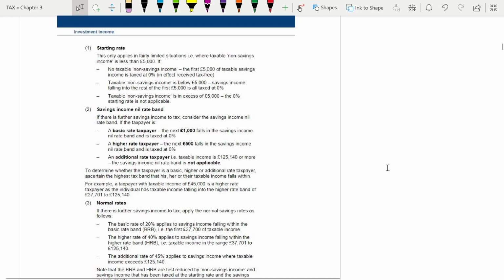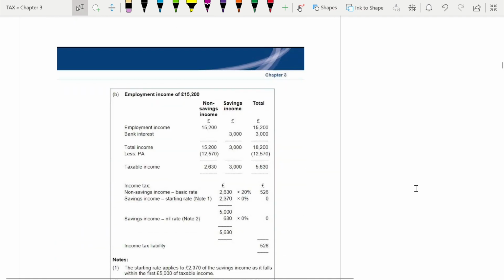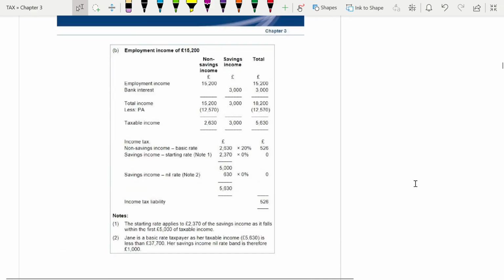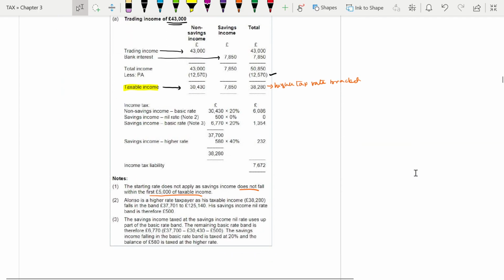Look at the non-taxable non-savings income. The first 5,000 of taxable savings income is taxed at zero. This is the starting rate, in effect received tax-free. This is the condition we are using. When we work out the savings income, it is 500 for the first 500.